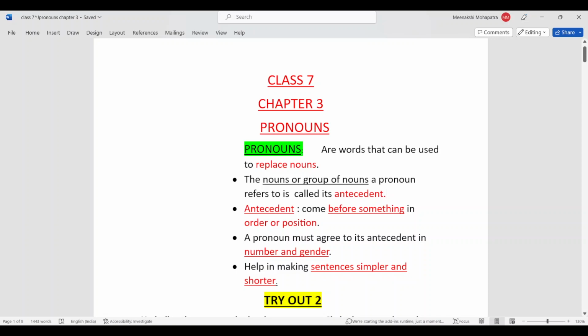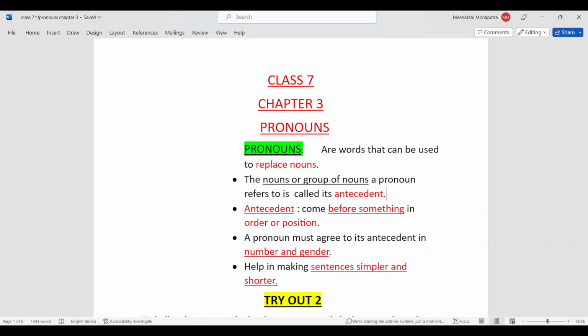Today we will do your chapter 3, pronouns, from your Superb English Grammar book. Now, children, what are pronouns? Pronouns are words that can be used to replace nouns. Nouns mean any name, place, animal, or thing.